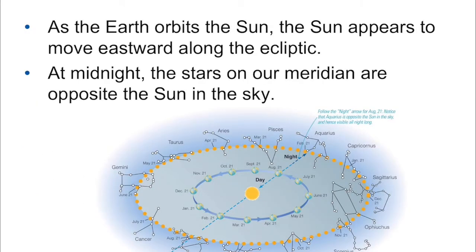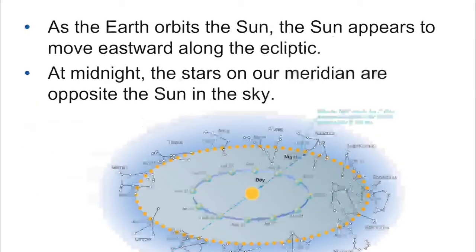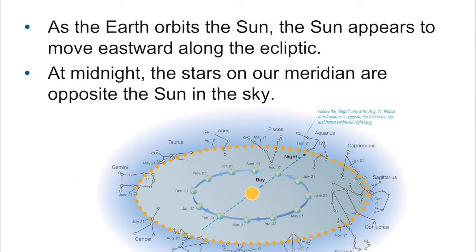Back to the ecliptic. The sky varies as Earth orbits the sun. As the Earth orbits the sun, the sun appears to move eastward along the ecliptic. Remember, it takes a full year to cover that band, which doesn't exactly lay on top of the celestial equator because of the Earth's tilt. At midnight, the stars on our meridian are opposite the sun in the sky. So at midnight in August, the constellation above us is Aquarius.